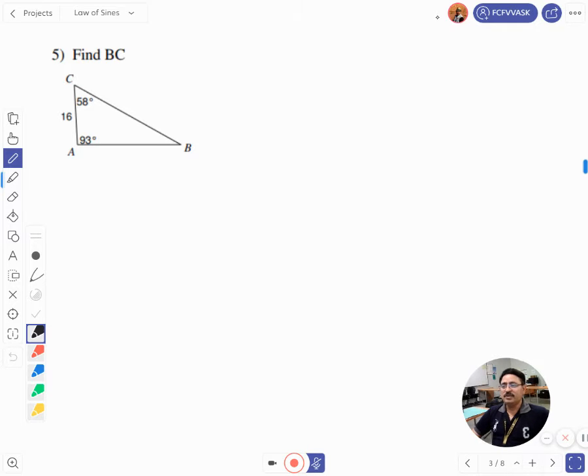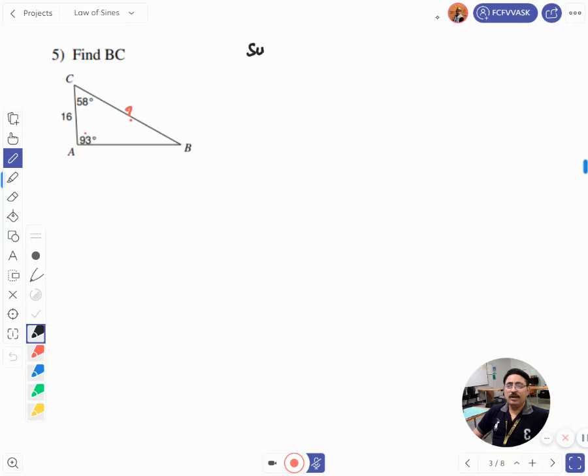This is another simple question. You are asked to find BC. Always check one point. Angle is given, opposite side, so this is to be computed. And next, side is given. Do you have the opposite angle? You don't. If the angle is missing, immediately you compute that first. Just like our question 1.